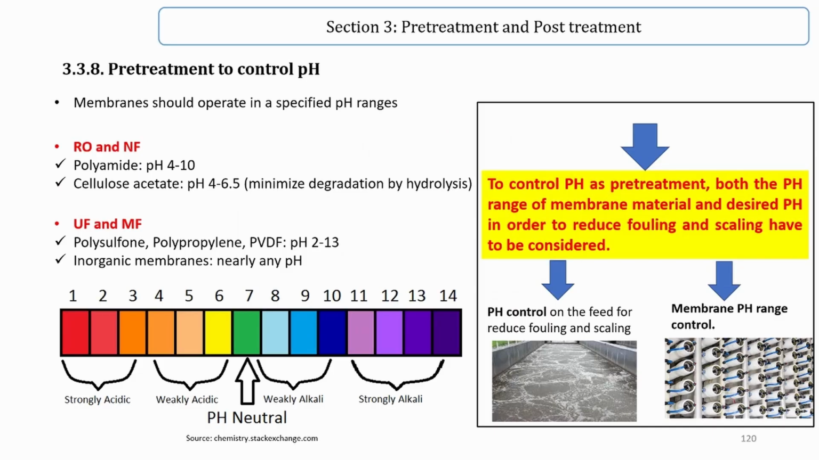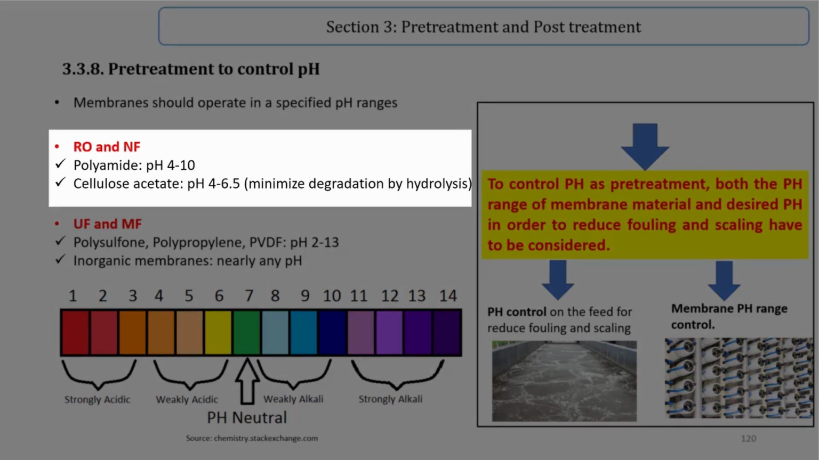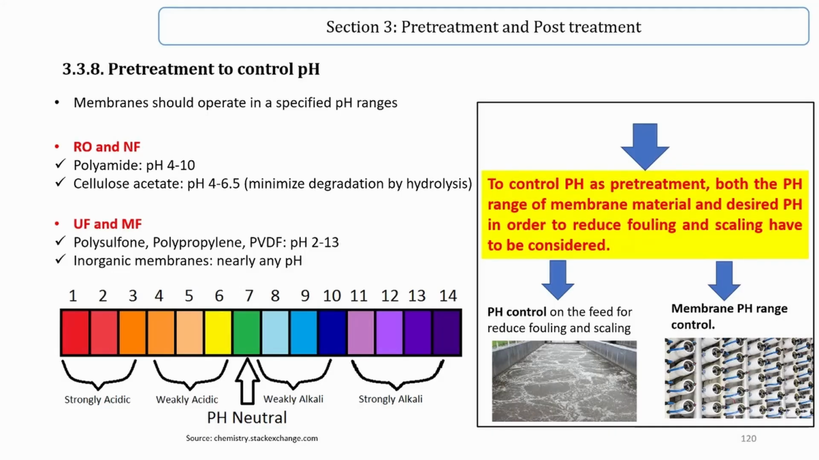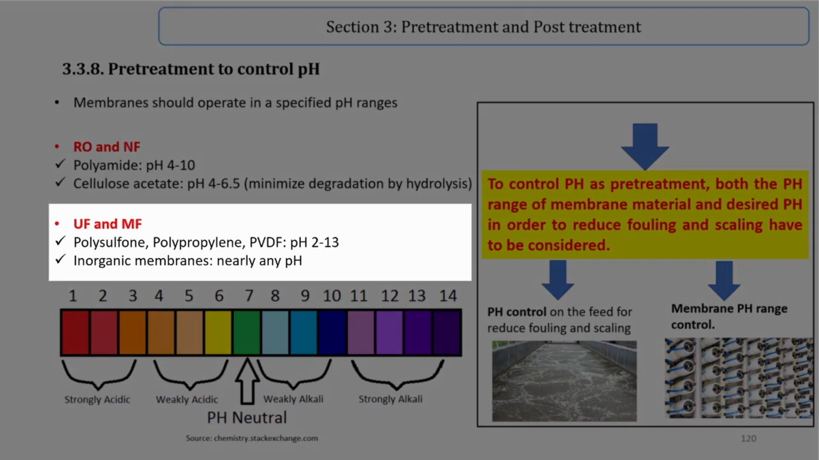For example, in reverse osmosis and nanofiltration, polyamide as the top layer of TFC membrane can act in the range of 4 to 10, but cellulose acetate between 4 to 6.5. In the selection of the membrane material, you must consider these limitations as we have already discussed. In microfiltration and ultrafiltration, the organic materials such as polysulfone, polypropylene, and PVDF can act in the pH range between 2 to 13, but inorganic membranes nearly any pH.